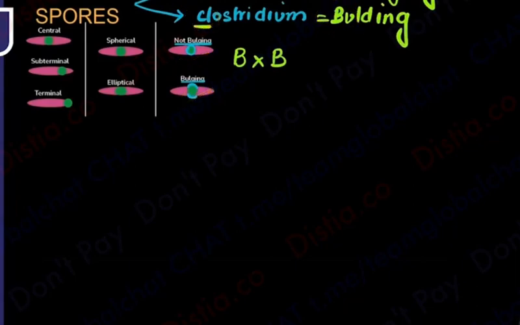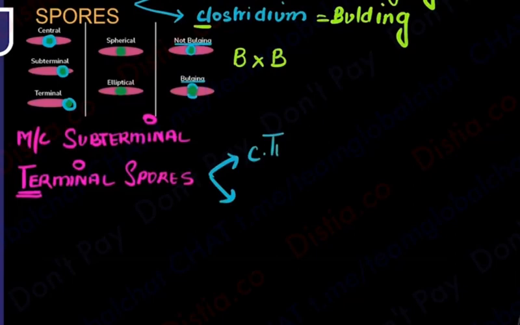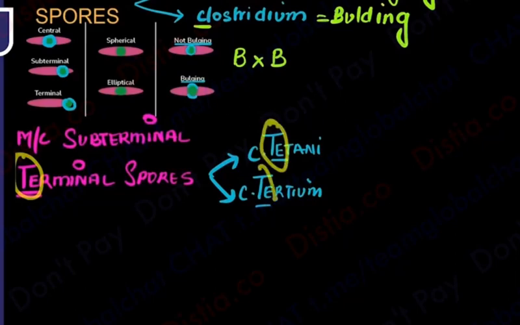Next, you will ask me the location. If you look carefully, either they are right in the center of the bacteria, or they are right at the terminal of the bacteria, or they are just before the terminal. So please note, the most common location is going to be subterminal. However, where do I see terminal spores? This is a very easy way of learning it. TE for terminal. TE for terminal means Clostridium TE for tetani, and Clostridium TE for tertium. Simple, guys. If you see terminal written in the exam, either pick up tetani or pick up tertium.